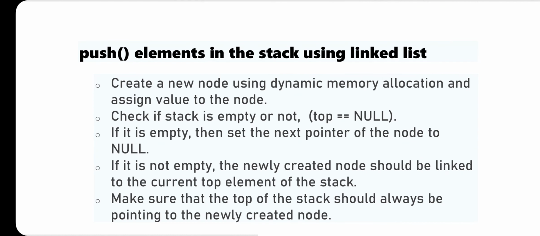Pushing elements in the stack using linked list. First, we need to create a new node using dynamic memory allocation and assign a value to the node. Check whether the stack is empty or not. If it is empty, then set the next pointer of the node to null. If it is not empty, the newly created node should be linked to the current top element of the stack. Make sure that the top of the stack is always pointing to the newly created node.